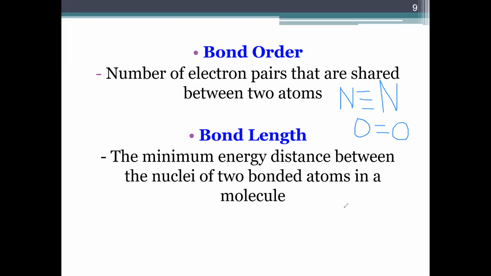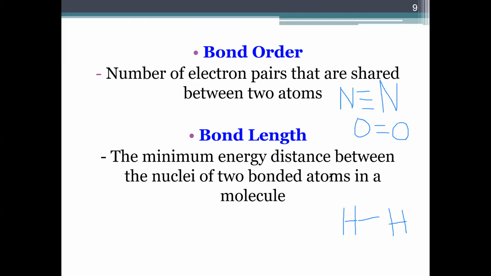Now for hydrogen, what is the bond order for hydrogen? For the hydrogen molecule, the bond order will be 1 because it is sharing just 1 pair of electrons.